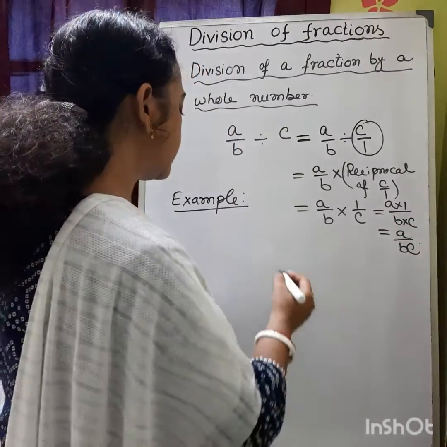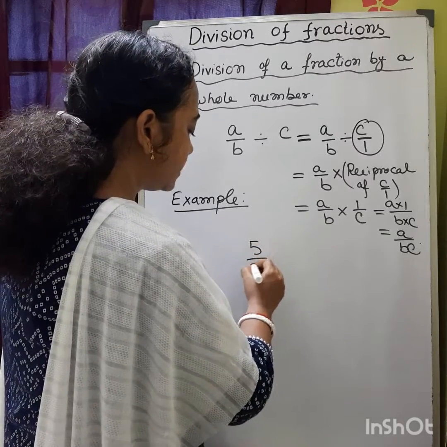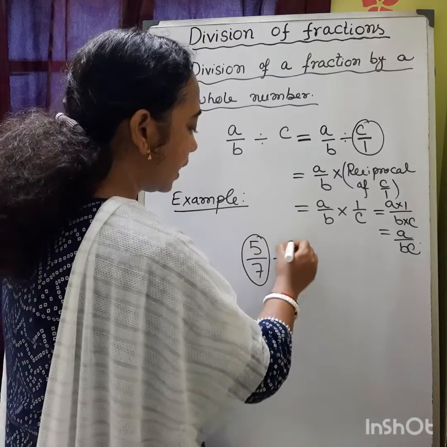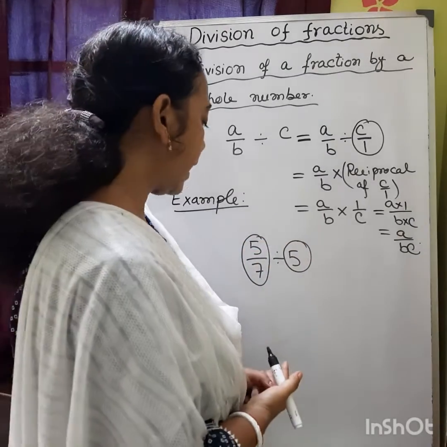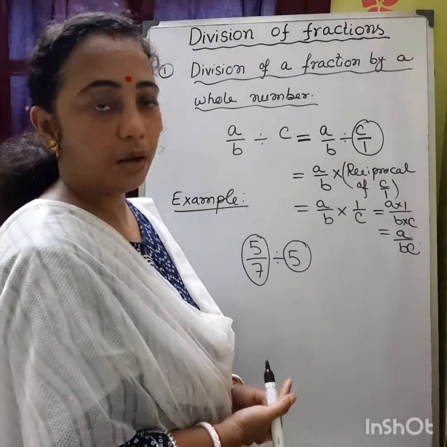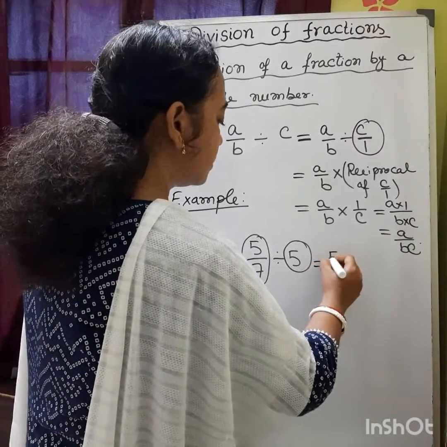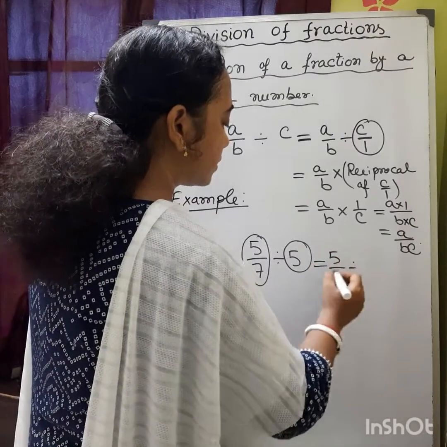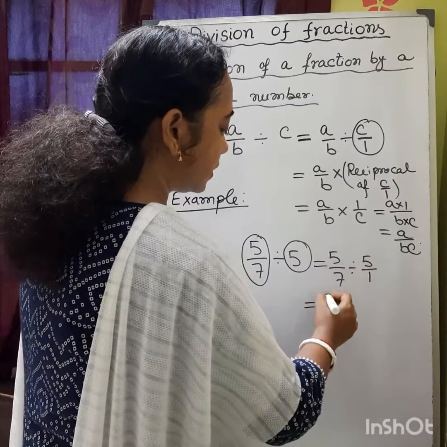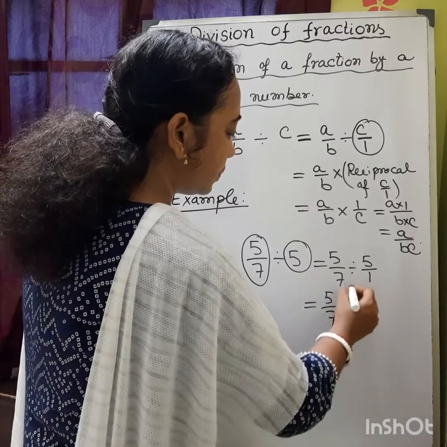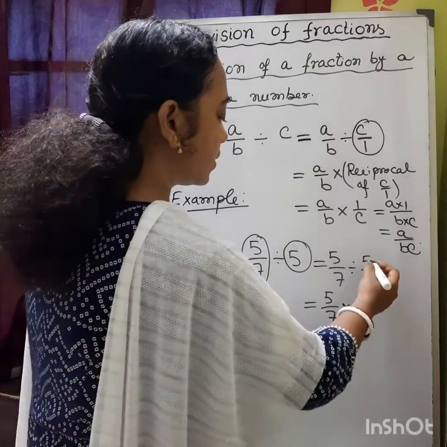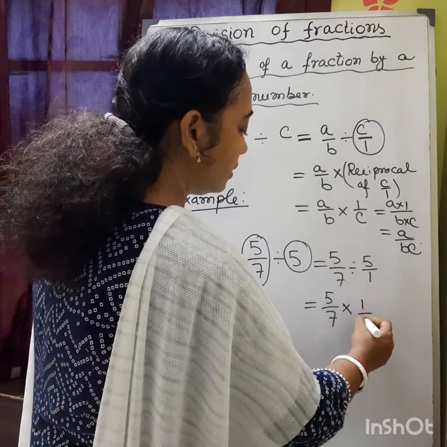For example, let us consider 5 by 7 divided by 5. Here 5 by 7 is a fraction and 5 is a whole number. So to divide a fraction by a whole number, first we have to convert the whole number to a fraction. So let us write 5 by 7 divided by 5 by 1. Now we write the dividend first, that is 5 by 7. Then we put the multiplication sign and we write the reciprocal of 5 by 1, which becomes 1 by 5.